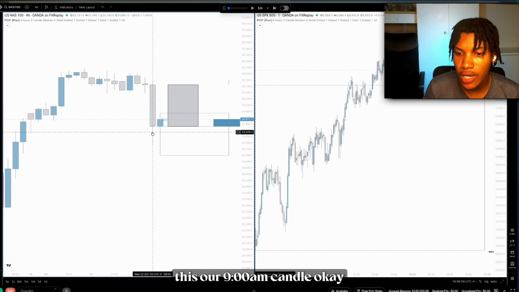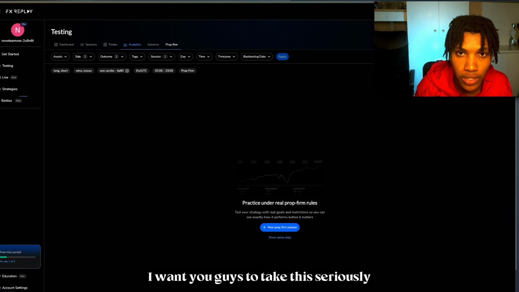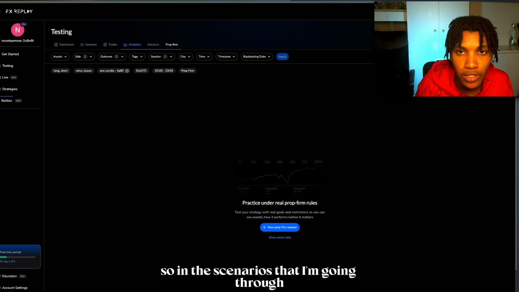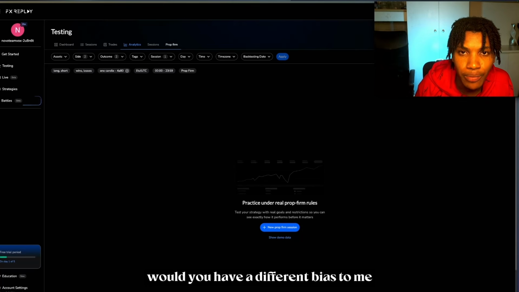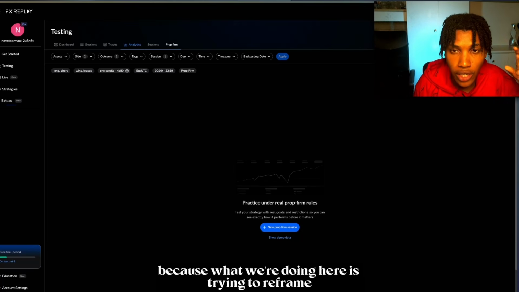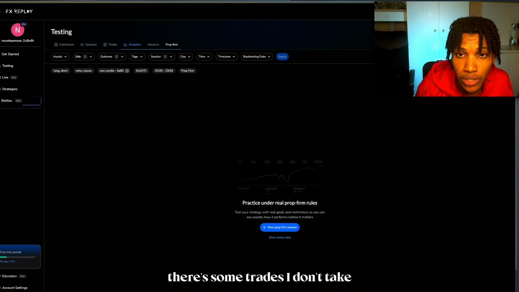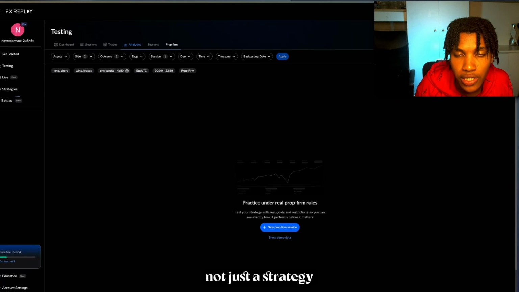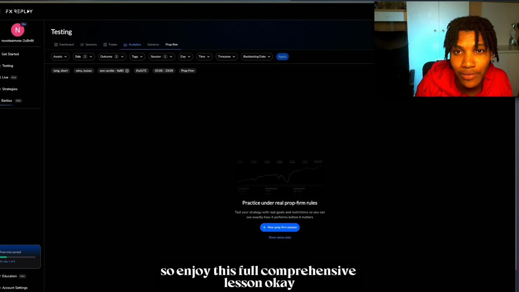Firstly, this is our 9 a.m. candle. But before we fully get into the session, I want you to take this seriously. This is meant to be more of an interactive backtest. So in the scenarios I'm going through, think to yourself: what would you do in this situation? Would you enter where I'm entering? Would you have a different bias to me? Because what we're doing here is trying to reframe your perspective in the right vision. There are some trades that I don't take and some that I scale up on, and that's what we want to instill into you: not just a strategy, but the intuition that comes with it. Enjoy this full comprehensive lesson.